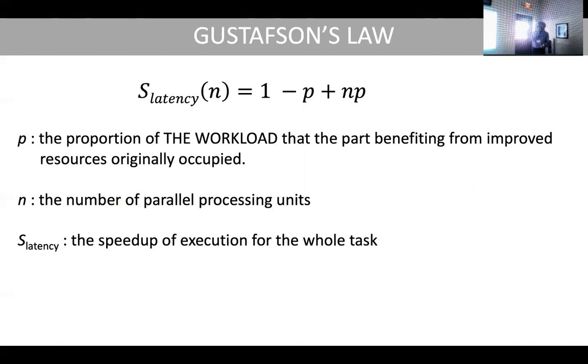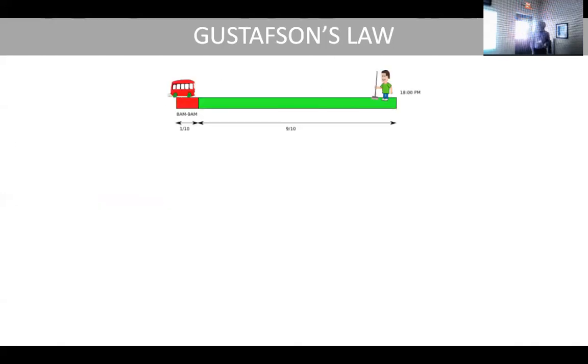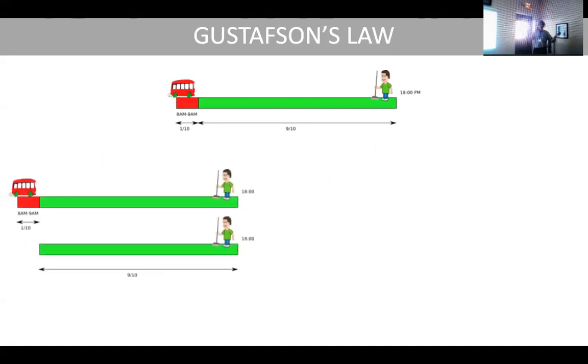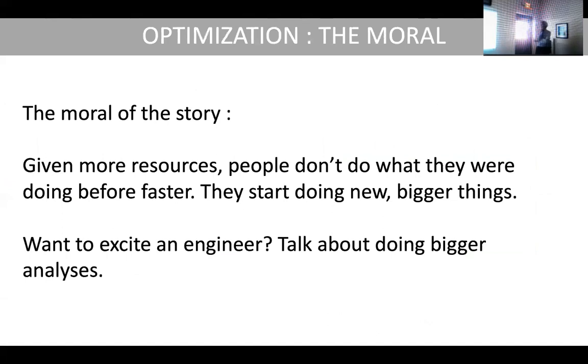So following the same sweeping example, it takes you that long to do it yourself. And if you have a friend, you can do twice as much, except for the part that you can't really save on. So that's Gustafson's law. There's another way of looking at parallelism. More friends means more work. And the moral of the story is that when you give people more resources, they don't do what they were doing before faster, they start doing newer, bigger things.